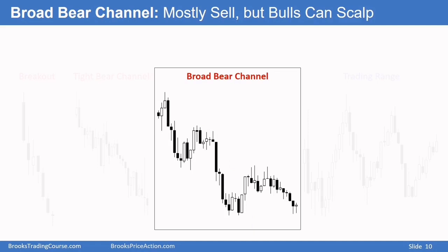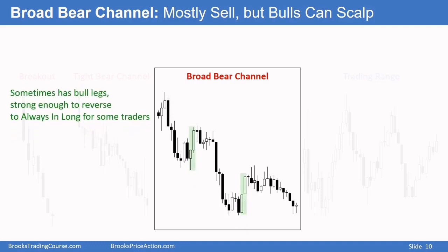But unlike a tight bull channel, here, pullbacks last 3, 5 bars, sometimes 10 or more bars. Sometimes there are trading ranges within it, triangles, trading ranges. And sometimes the market reverses up strongly enough to be always in long. However, even when you get a strong bull reversal like this, a pair of consecutive bull bars again here, the highs still are lower. So it's still a broad bear channel, even though at times it's pretty bullish.